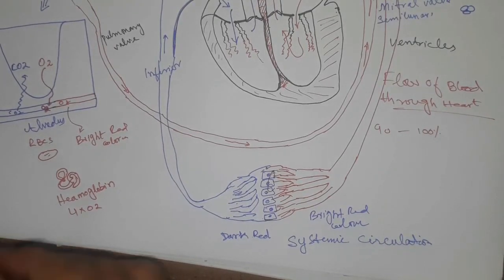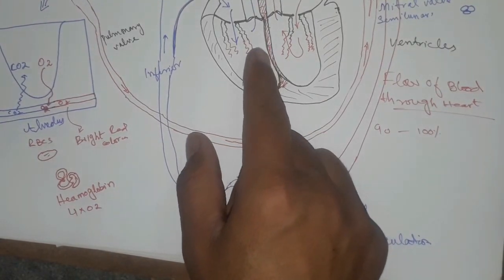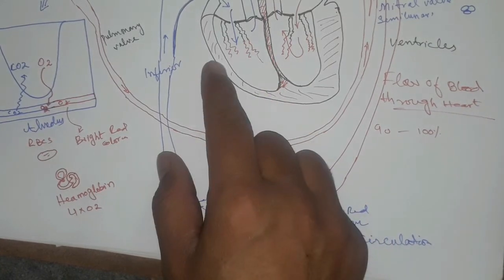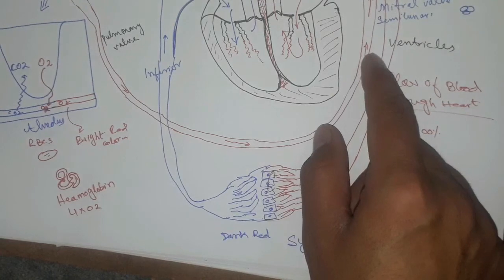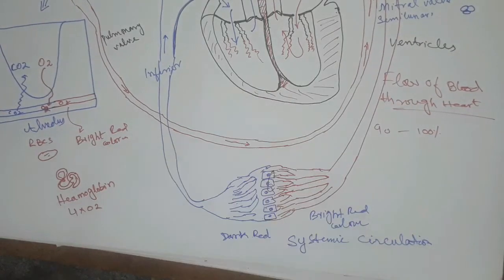So the myocardium of the left ventricle is 3 times thicker as compared to the myocardium of the right ventricle.